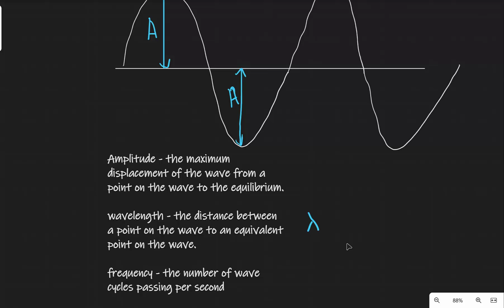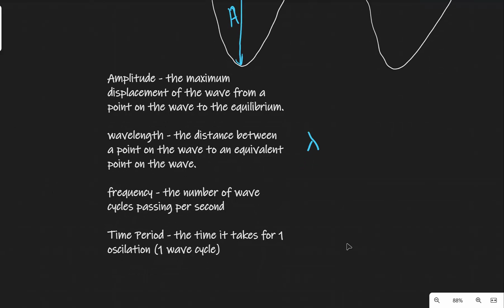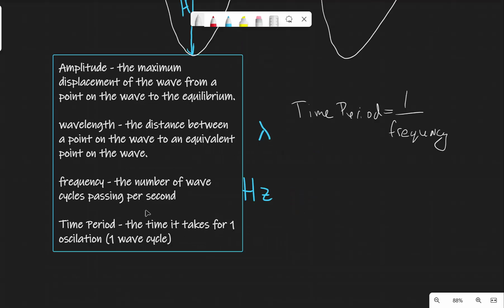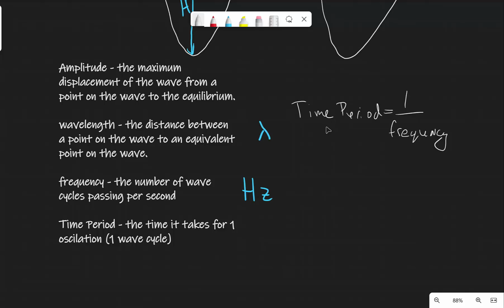Frequency is the number of wave cycles passing per second, and that is measured in the unit of the hertz. You can also have the time period, and that is simply the time it takes for one complete oscillation or one wave cycle. Those two are related by the famous equation that the time period is 1 over the frequency, and mathematically we could write that as T = 1/f. Equivalently, if we swap those around, the frequency is equal to 1 over the time period, f = 1/T. Those are two really important equations.